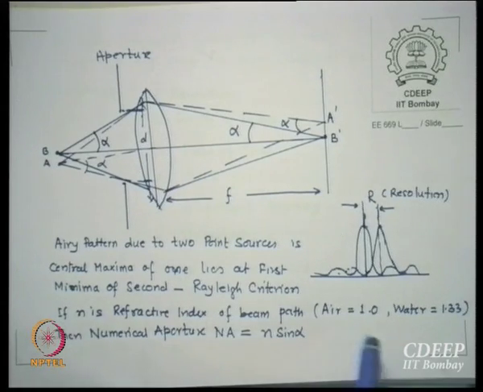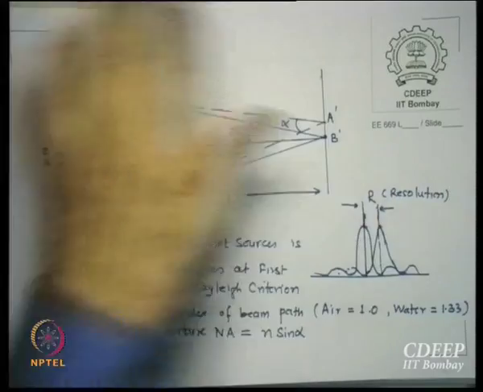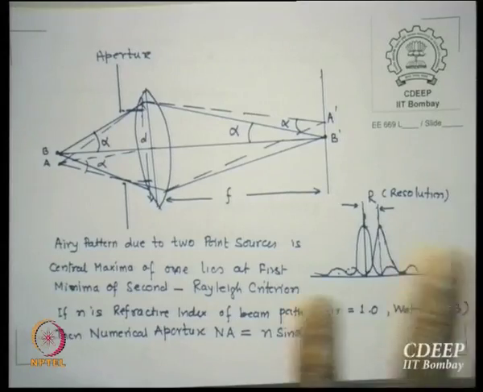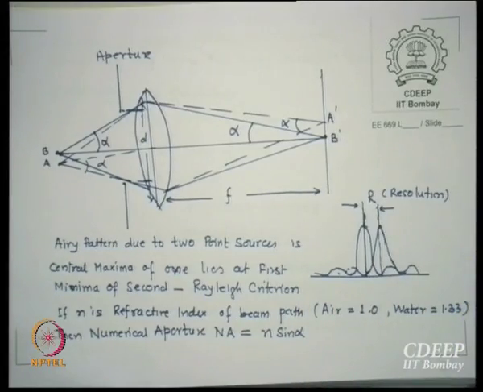We also should realize that right now we assume the beams are in air. Air has a refractive index of 1. Let us say I put this system in water. Water has a refractive index of 1.33. And let's put in some immersion oil, which is what the new technology is. It has a refractive index of 1.4 to 1.5. 1.4 is most likely, but new oils have come which have 1.48 or 1.5 refractive index.